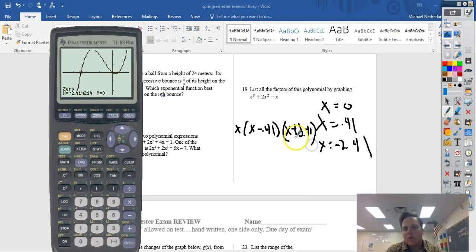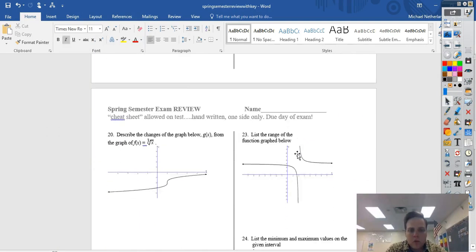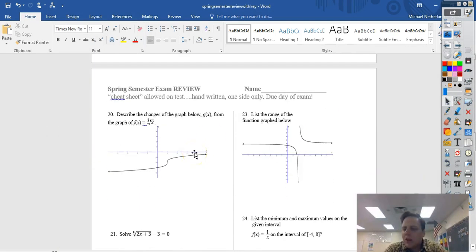And there we go. Alright, so that would be the factors of this polynomial. Sorry, that was a confusing problem. Moving on to problem 20. Describe the changes of the graph below, g of x, from the graph.